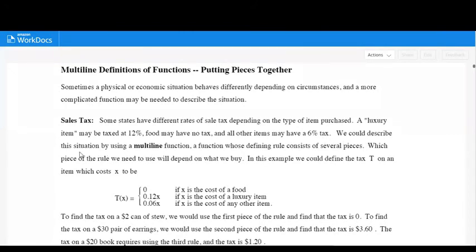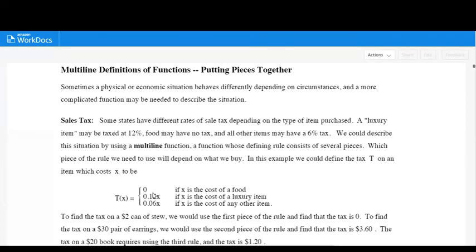So, we could describe the situation by using a multi-line function, which is a function whose defining rule consists of several pieces. Kumbaga, isang aspect lang yung dinidescribe niya pero may iba't ibang rules. So which piece of the rule we need to use will depend on what we buy. Yan. So in this example, we could define the tax T on an item which costs x to be.